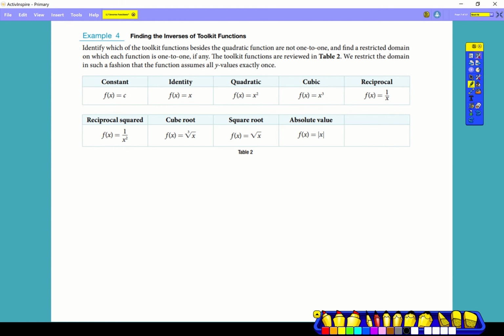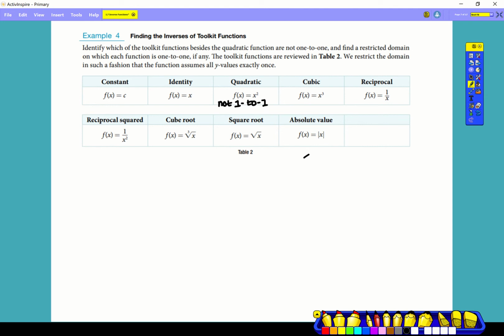Okay. So we are going to identify which of the toolkit functions, that's all of these functions besides the quadratic function, are not one-to-one. We already know this is not one-to-one because it tells us.